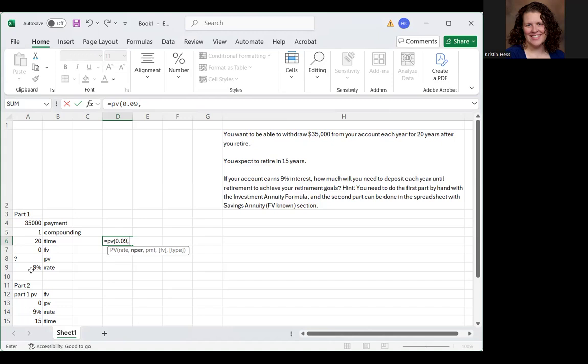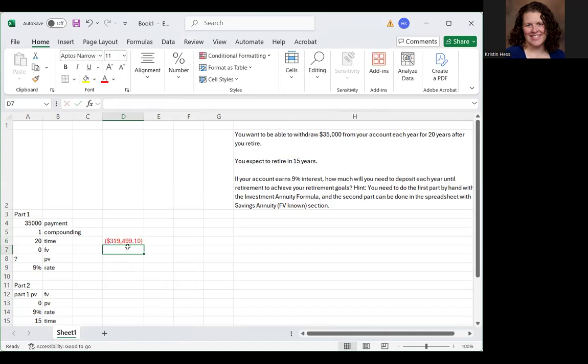Number of periods would be how many years or months we are making these payments. So we have 20 years and one payment a year. Sorry, I messed that up. It's just 20 years. Each year for 20 years, we're having a payment. If it was monthly, we'd multiply 20 times 12. Our payment is 35,000. The future value is 0, and I'm just going to hit enter now.